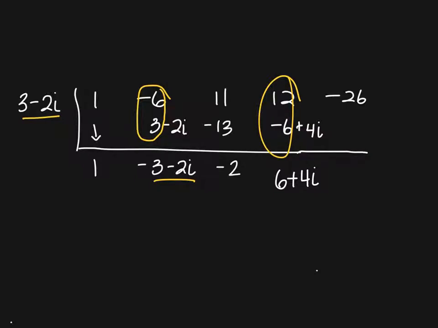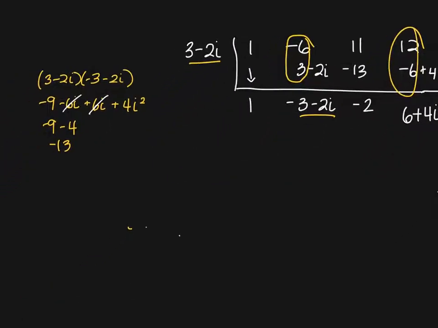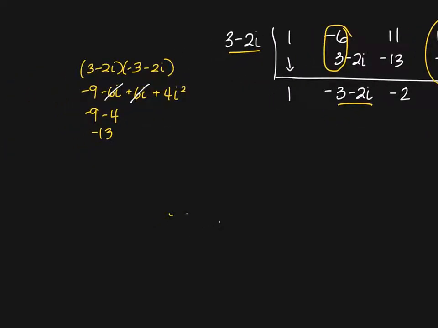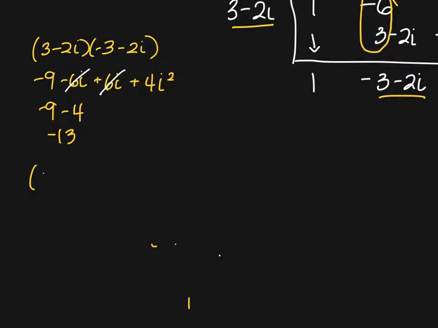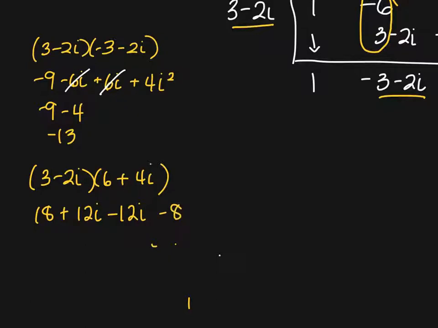So now I'm going to scoot my work over again, and I'm going to have to FOIL one more time. 3 minus 2i with 6 plus 4i. Okay, 3 minus 2i, 6 plus 4i. So let's do that FOIL. All right, you start out with 18. What comes next? Plus 12i. Okay, 12i. Minus 12i. Minus 8i squared. Okay, all right.